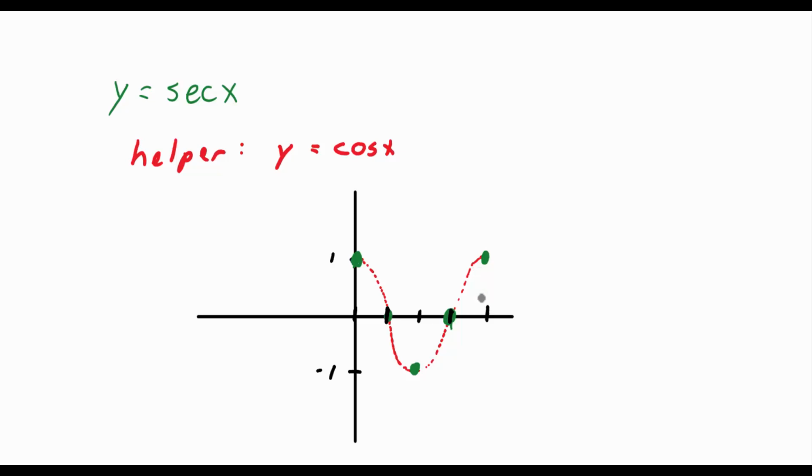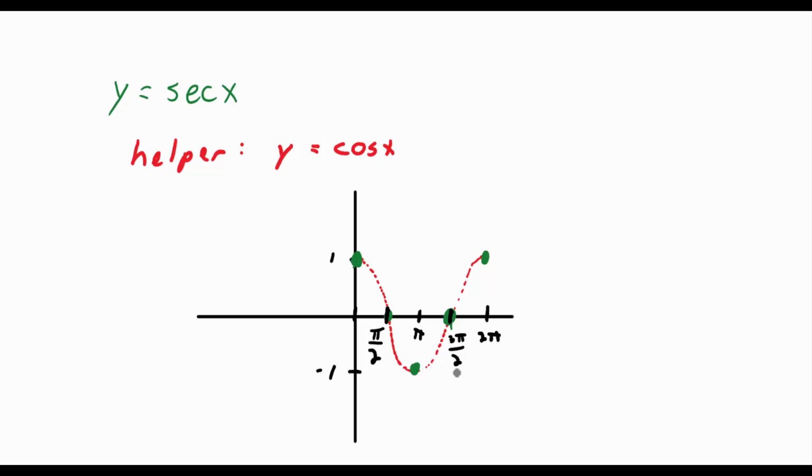We know that that's 2 pi, which makes this hash mark 2 pi. Makes this one pi. Just like yesterday, cut pi in half, get pi over 2. Halfway between pi over 2 and 2 pi is 3 pi over 2, which is actually the 3/4 mark of the period. So the secant of x has a period of 2 pi too, same as its reciprocal function.